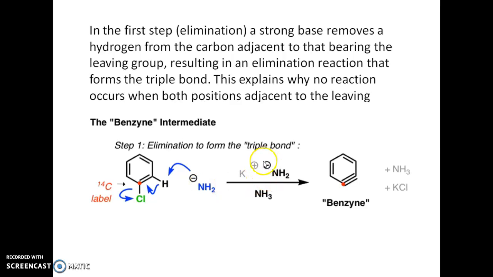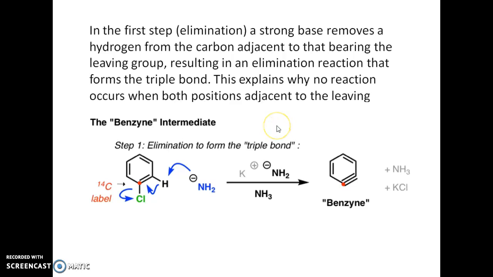The NH2 minus will accept this proton and form NH3, resulting in elimination and leading to the formation of a triple bond between these two carbon atoms, along with NH3. The liberated leaving group reacts with K plus and forms KCl. So this elimination leads to the formation of a triple bond, and the intermediate which is formed, we are going to call the benzyne intermediate.